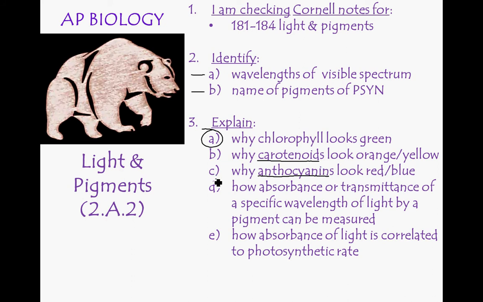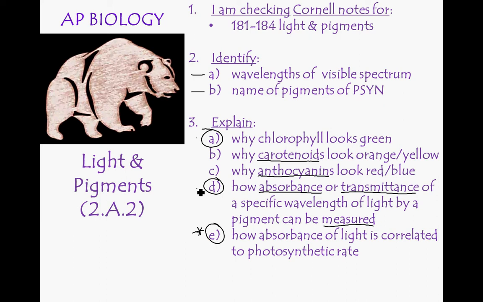Then be explaining how the absorbance or the transmittance of a specific wavelength of light by a pigment can be measured. So we're talking about light waves being absorbed as well as transmitted, and then measuring them, right, quantifying that is going to be important, especially when we go to look at the lab for rates of photosynthesis. And then finally, how absorbance of light is correlated to photosynthetic rate. We'll be working sort of on this in class, but I'm going to focus right here on these guys.